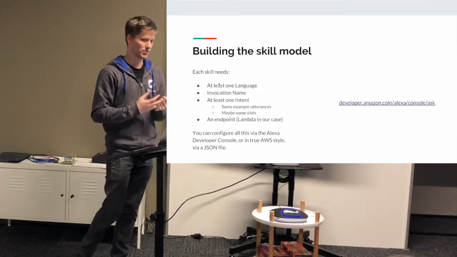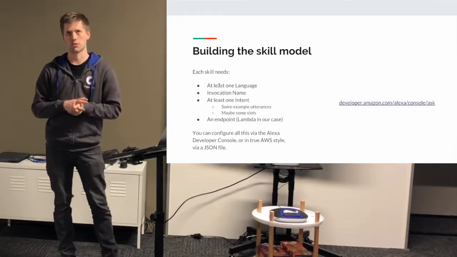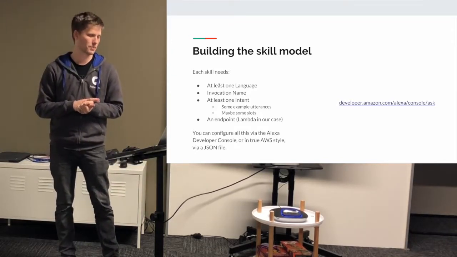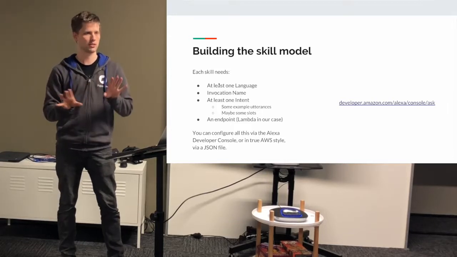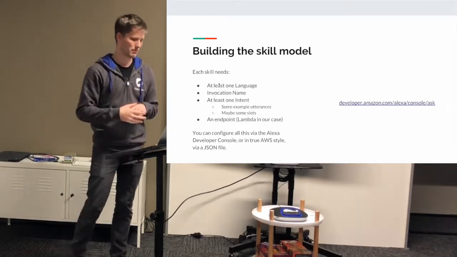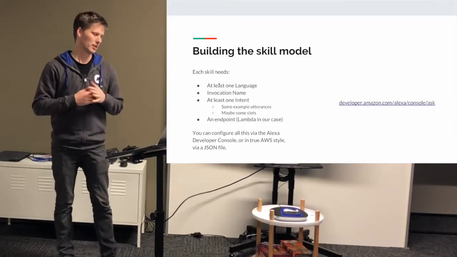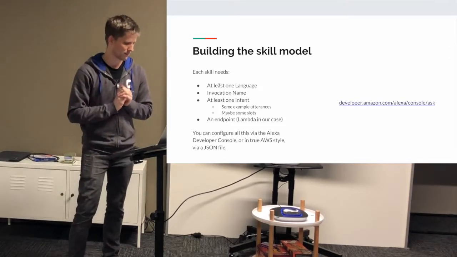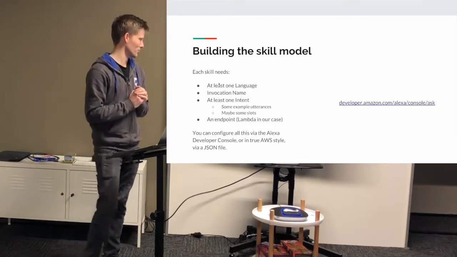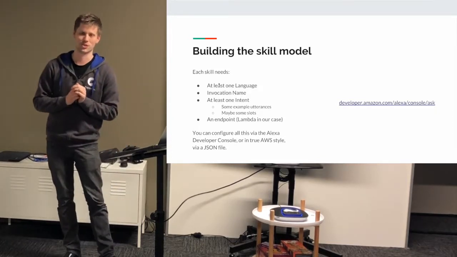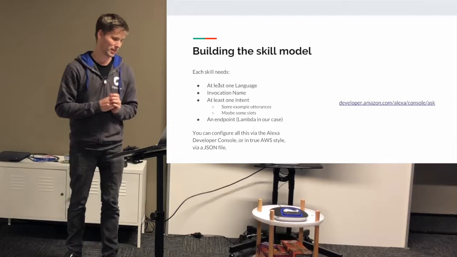You will need some sample utterances for that, so that's basically you write some example phrases that it will use to train the voice model to work out what you're saying for those particular examples, and maybe some slots. And then you need an endpoint to point it at, so in our case that's going to be Lambda. You can configure all of this via the Alexa developer console, and of course because it's Amazon you can also configure this with a stonking great JSON file if that's what you so desire.